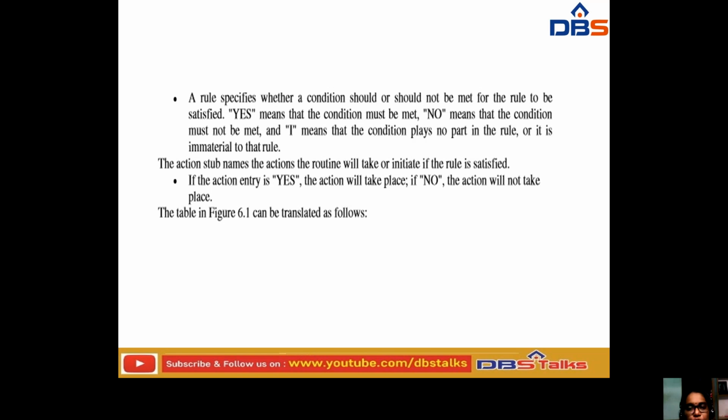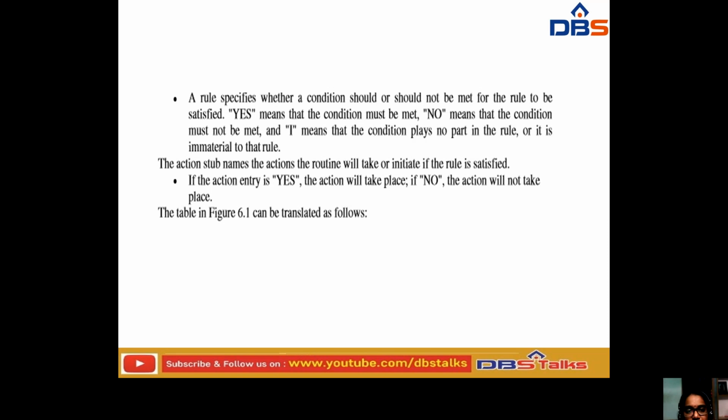Here, if you have observed, a rule is a thing that specifies whether the condition should or should not be met for the rule to be satisfied. Yes means that the condition must be met, no means that the condition must not be met, and I means that the condition plays no role or is immaterial to that rule. The action stub means that the action or routine will be taken or initiated if the rule is satisfied. If the action entry is yes, the action will take place. If no, the action will not take place.